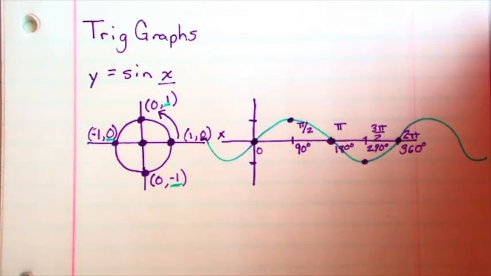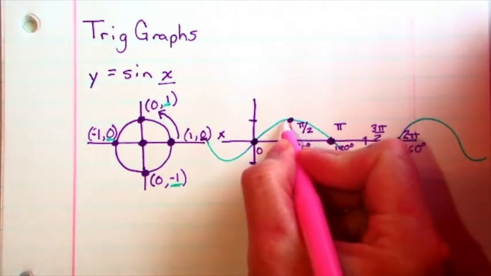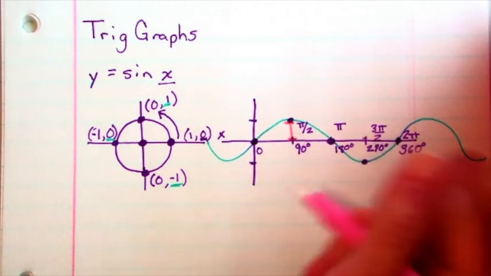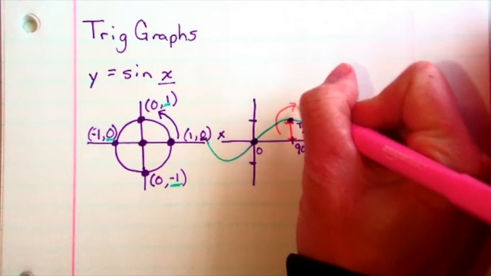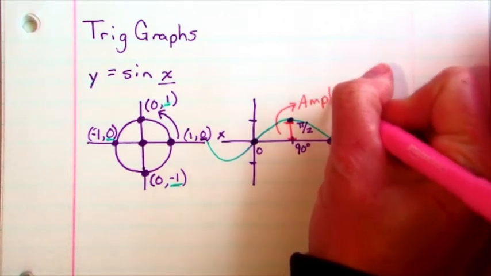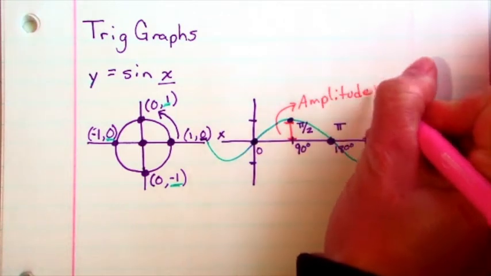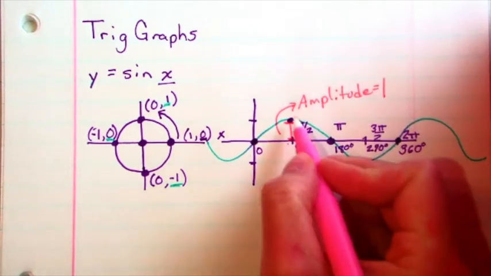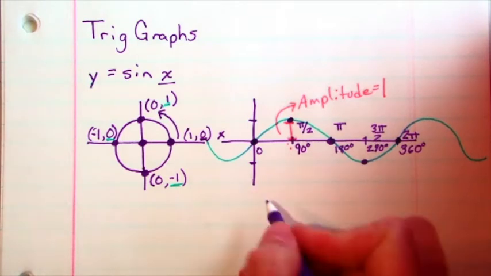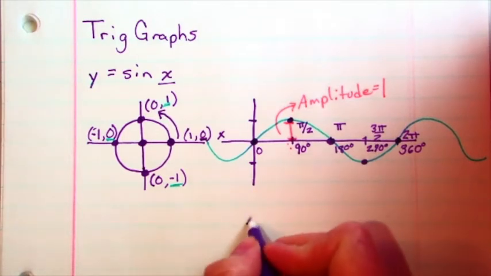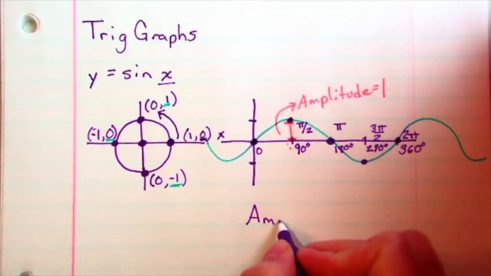So this is called, let's switch colors, this is called the amplitude, the height of the wave, so how far up it goes. So the amplitude is 1 because from 0 to 1 that's a distance of 1. So I'm going to keep a record of this information about our sine wave at the bottom, amplitude.